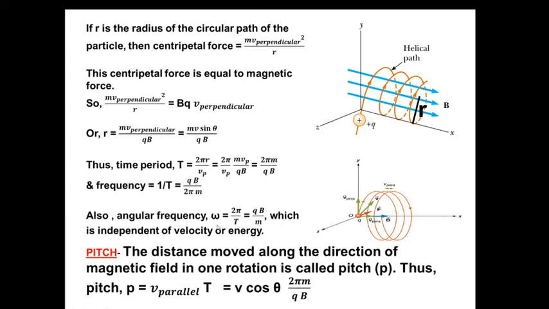Also the angular frequency omega equals 2 pi by T, so it will be qB by m, which is independent of velocity or energy. Later on we will see its application in the cyclotron.